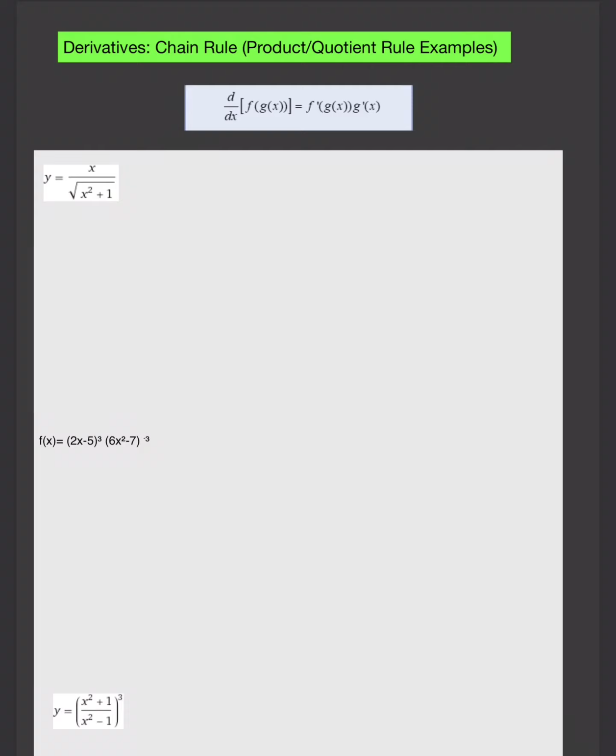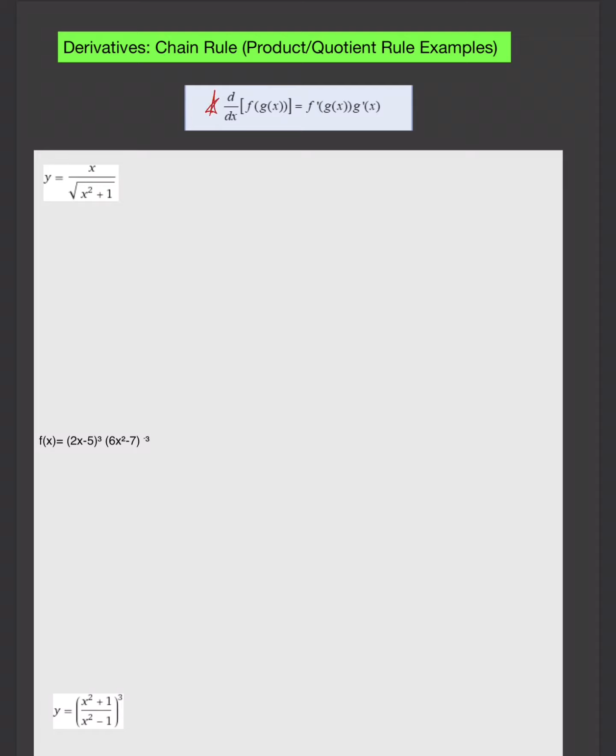Hey guys, today we'll be looking at chain rule derivative examples. For these examples, I'll be focusing on product and quotient rule with the chain rule. I'll be making other videos of the chain rule with the power rule and the chain rule done multiple times, so you can go check those out.